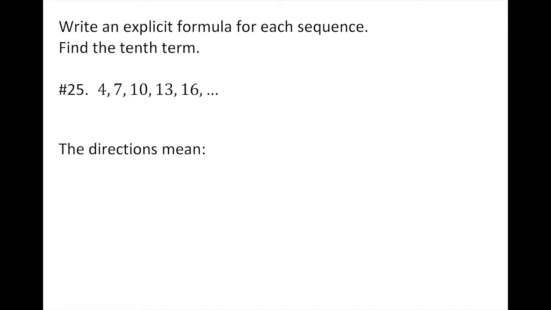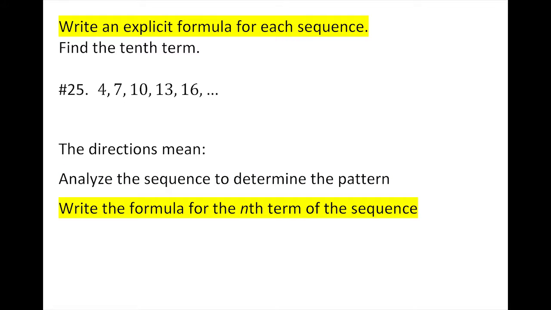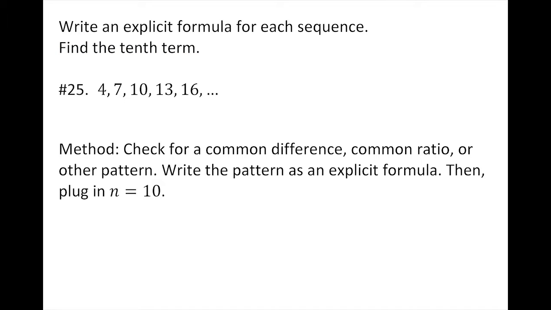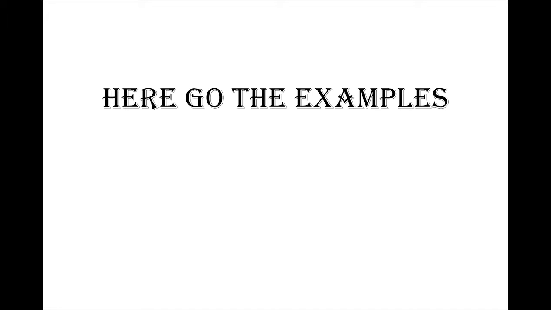Here we want to write an explicit formula for each sequence and then find the 10th term. That means that we're going to analyze the sequence to determine the pattern. Then we're going to write the formula for the nth term, and then we're going to use the formula to find the 10th term. We're going to plug in n equals 10. Your work is going to show the pattern. You're going to write the explicit formula for the sequence, and you're going to find the 10th term. Let's see some examples.